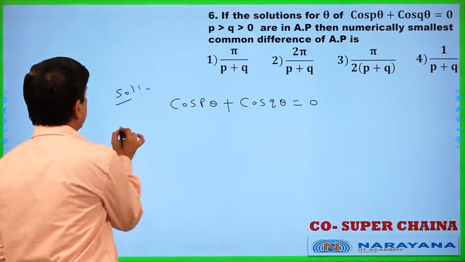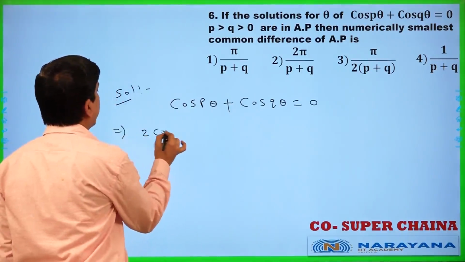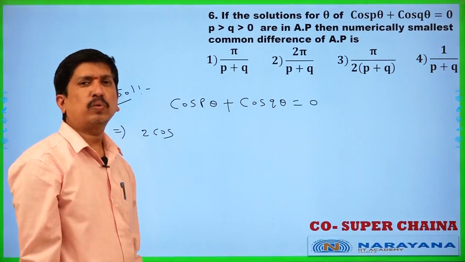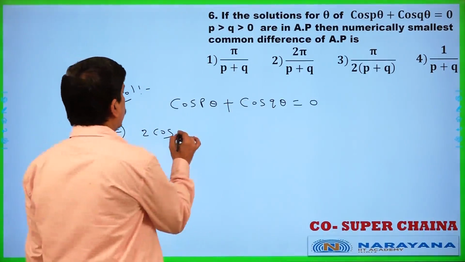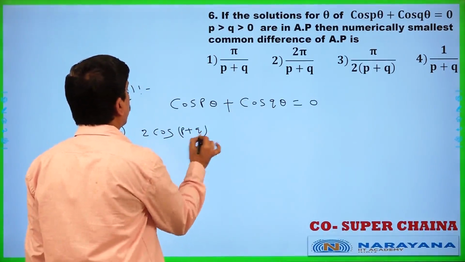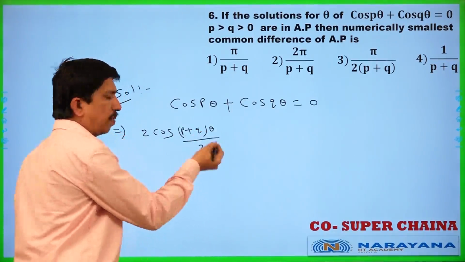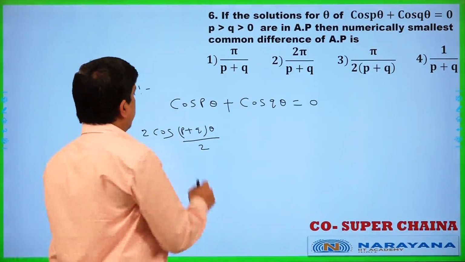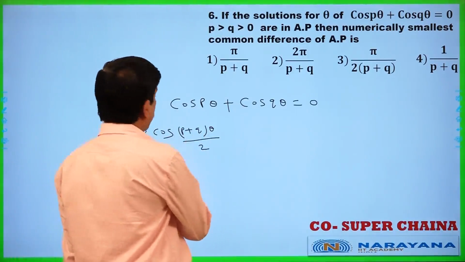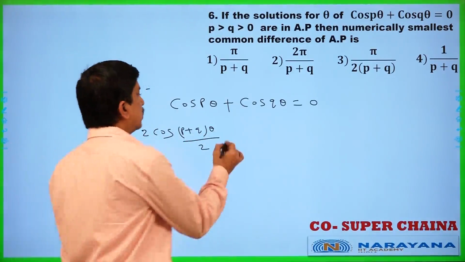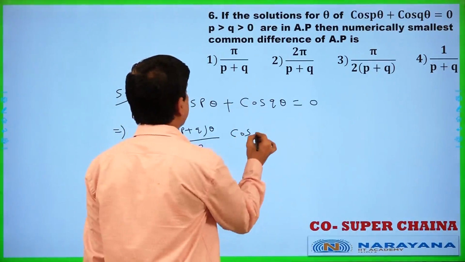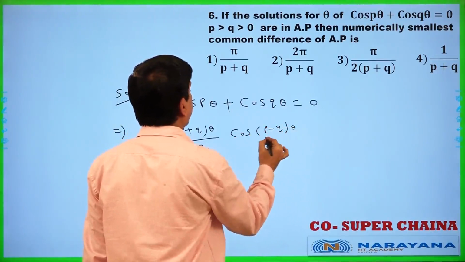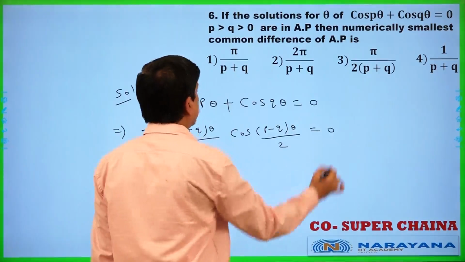cos C plus cos D is nothing but 2 cos (C plus D)/2, that is (p theta plus q theta)/2, that is nothing but (p plus q) into theta by 2. Now, 2 cos (p plus q) into theta by 2. Why? Because in p theta plus q theta, theta is common. Now observe: 2 cos (C plus D)/2 times cos (C minus D)/2. Cos (C minus D)/2 means p theta minus q theta, that is (p minus q) into theta by 2, and that is equal to 0.